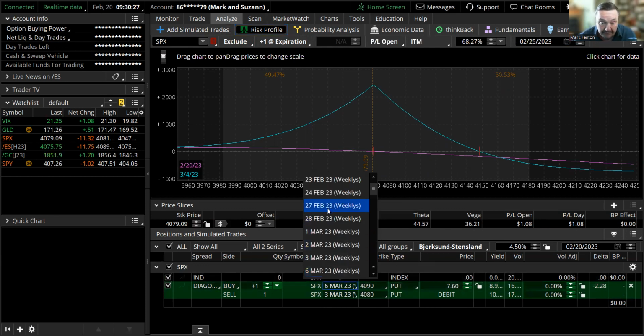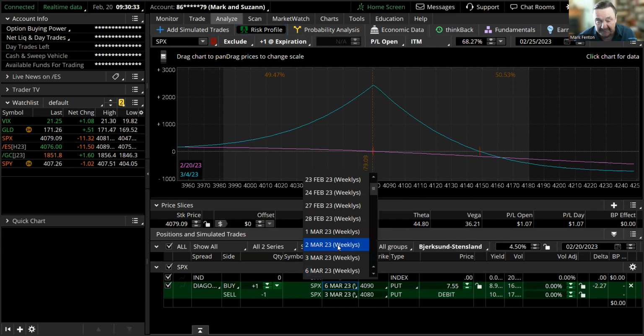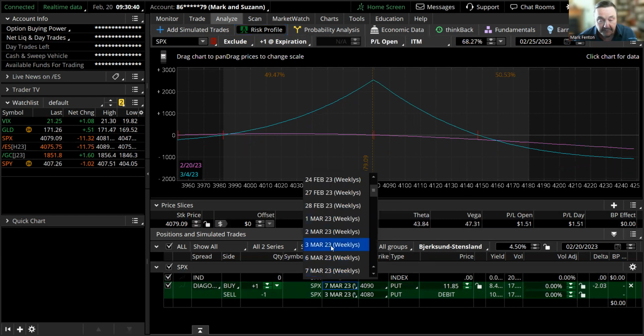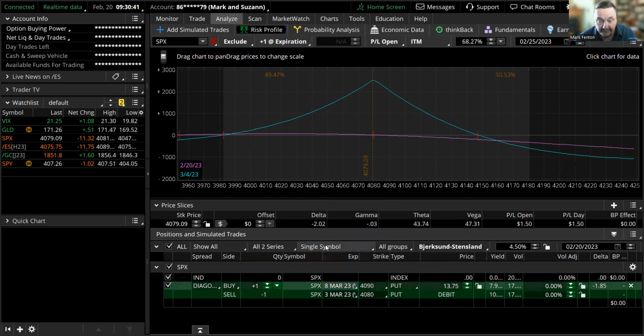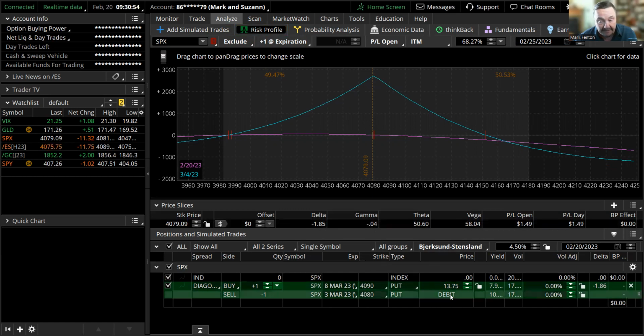If you go out further, you can see, watch this theta number, $44.57 for the 6th. What if I go out and instead I bought the 7th? It's $43. Let's go on out to the 8th. It's $50. So there's a little bit of disparity between the 7th and the 8th, but you can see when I went out further, like the 8th and the 3rd, which would be okay to do, a couple of things happen. I make more money on theta.